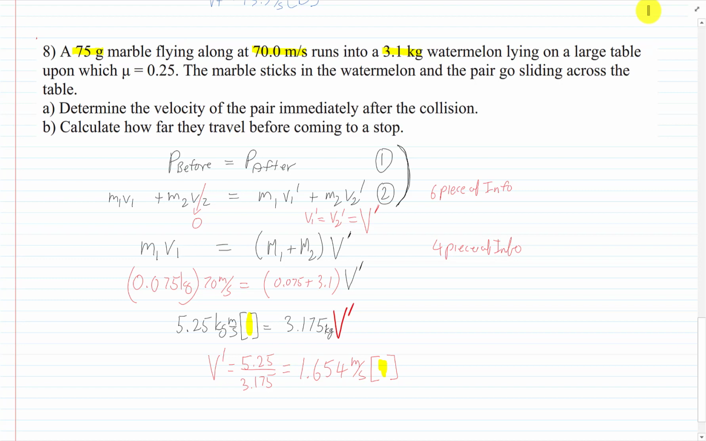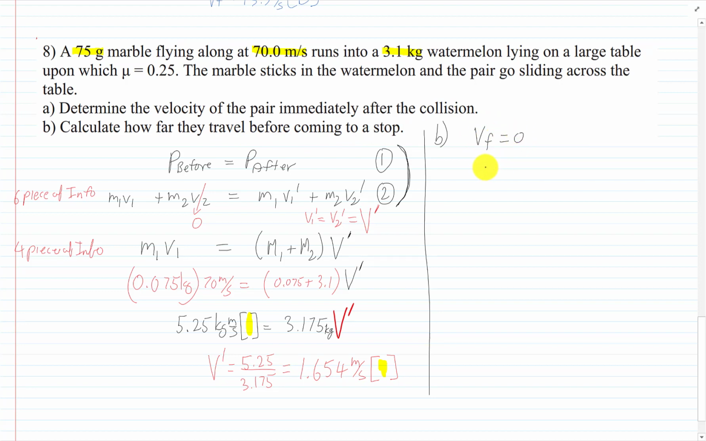Pretty good information. I'm just going to move this calculation over here in that formula, because I want to use this area here to do part B. So how far do they travel before coming to a stop? So VF is 0, and how far do they travel is what we were trying to figure out, D. And we have that the initial speed is 1.654. It looks like we don't have enough information.